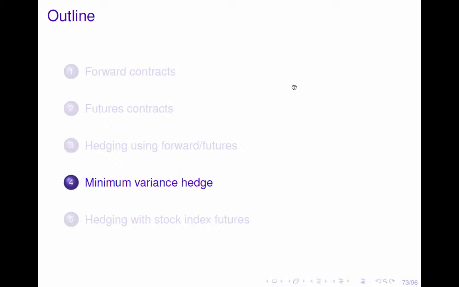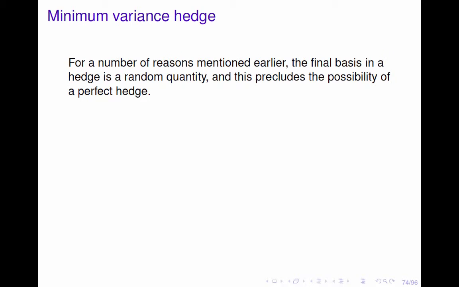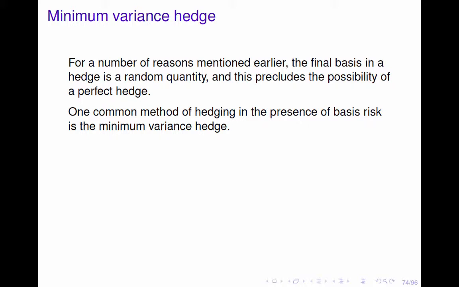Section 4. Minimum variance hedge. For a number of reasons mentioned earlier, the final basis in a hedge is a random quantity, and this precludes the possibility of a perfect hedge. One common method of hedging in the presence of basis risk is the minimum variance hedge.